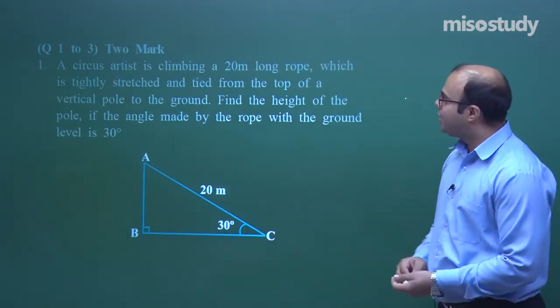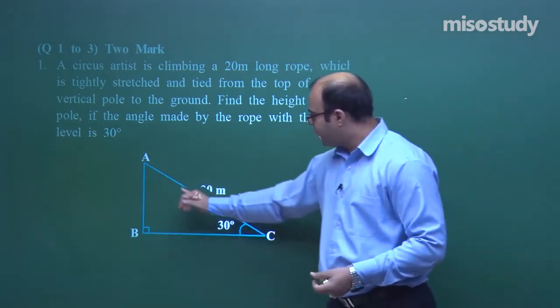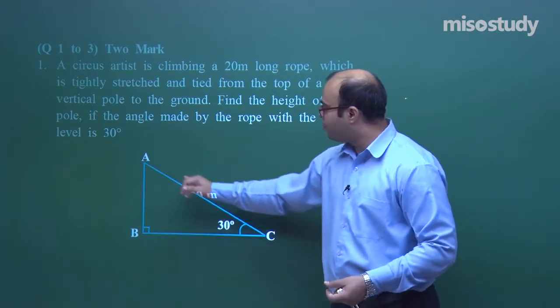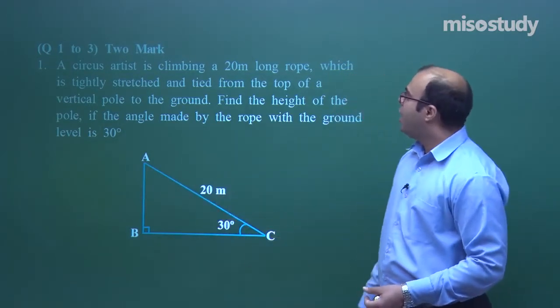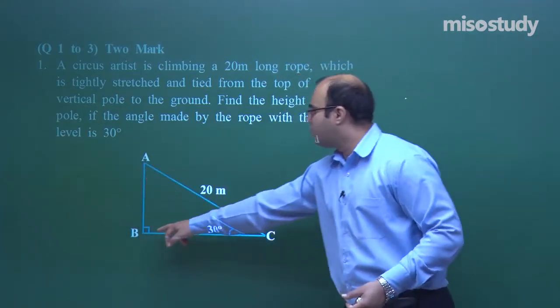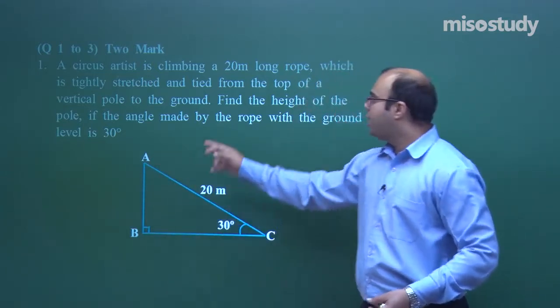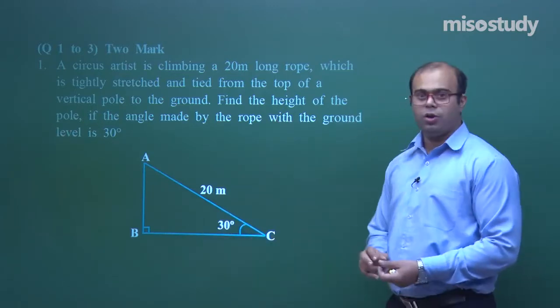It says a circus artist is climbing a 20-meter long rope. So this is a 20-meter long rope and the circus artist is climbing this rope, which is tightly stretched, so there is no slack here, and tied from the top of a vertical pole, this is a pole, to the ground. BC is the ground. Find the height of this pole, if the angle made by the rope with the ground level is 30 degree. Okay students.